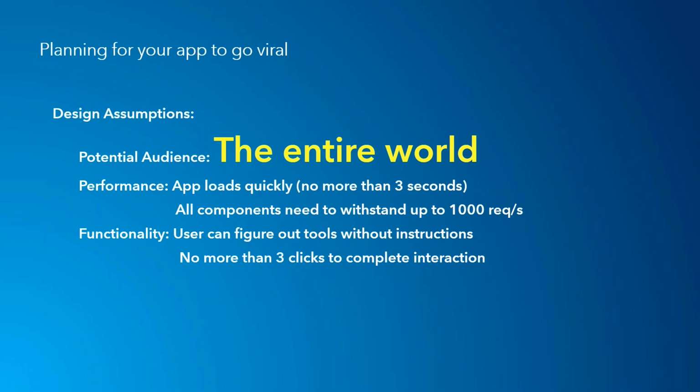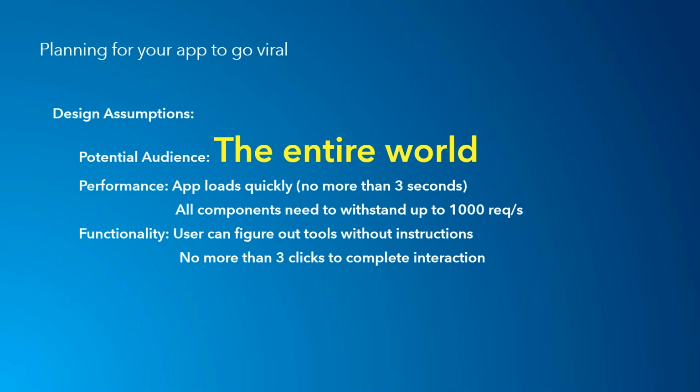So when you're planning for your app to go viral, and again, any public app, you should do some planning on how to configure it for a viral load in case it happens. So here are some basic assumptions that you should be making. One, that the potential audience is the entire world. So make sure that if it's going public and you want to be using it to communicate to the public, it's configured so that it will scale.